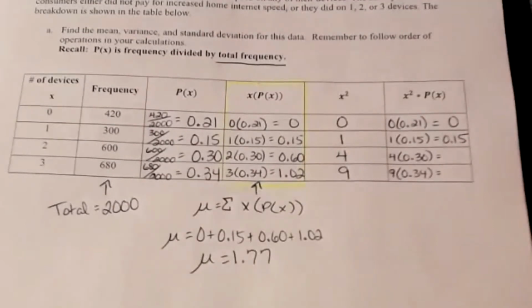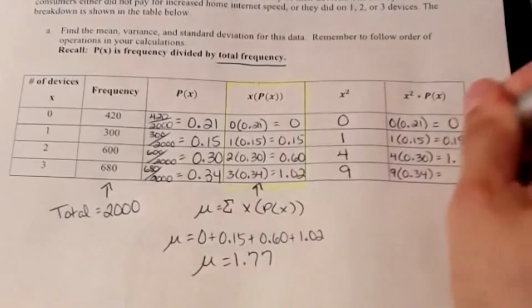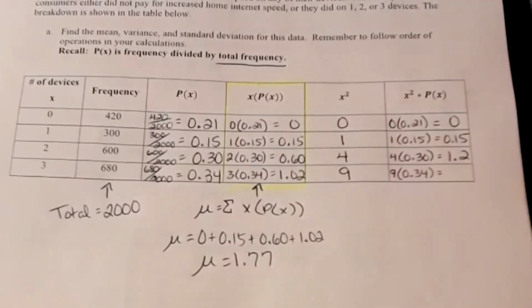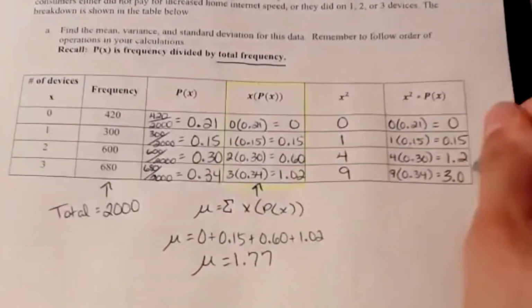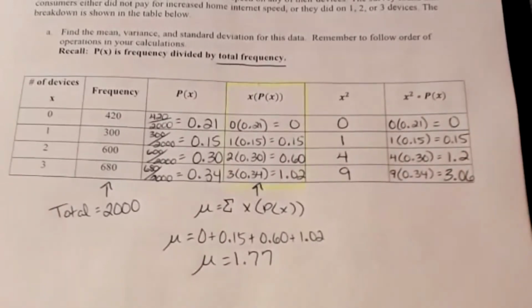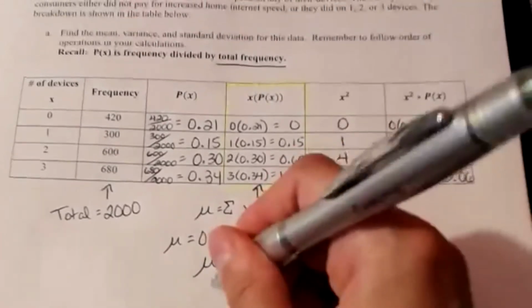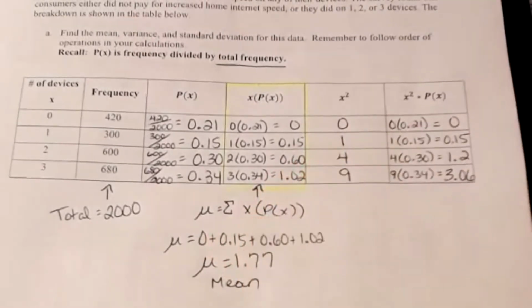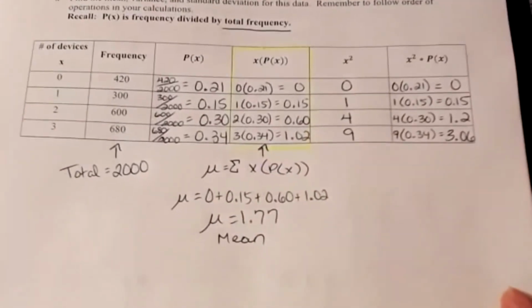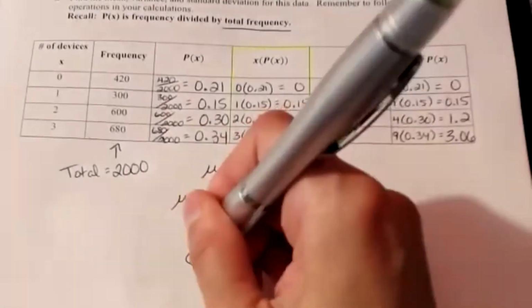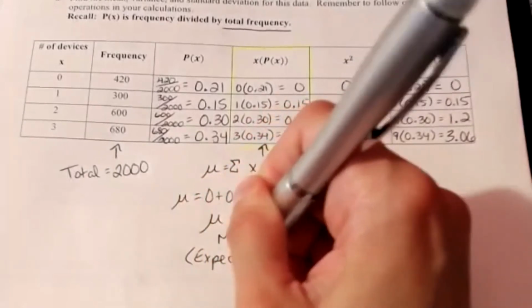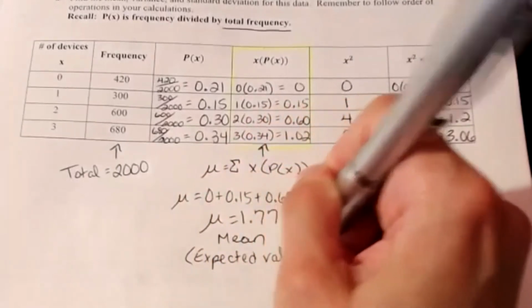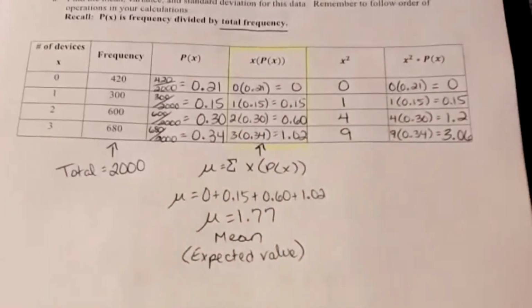Four times 0.30, you should have 1.2. And then 9 times 0.34, you should have 3.06. Underneath mu is equal to 1.77, I wrote mean. I'm also going to write expected value. I'm going to pause for a moment before we calculate the variance. What questions do you have for me?